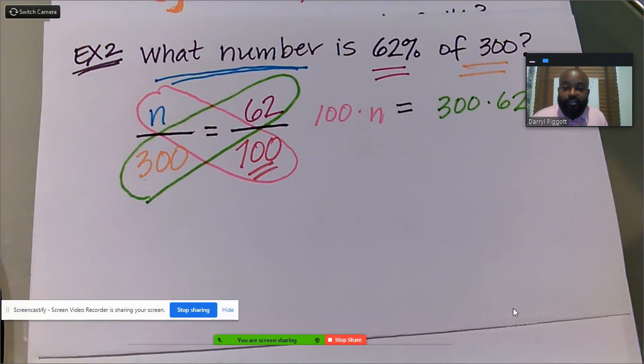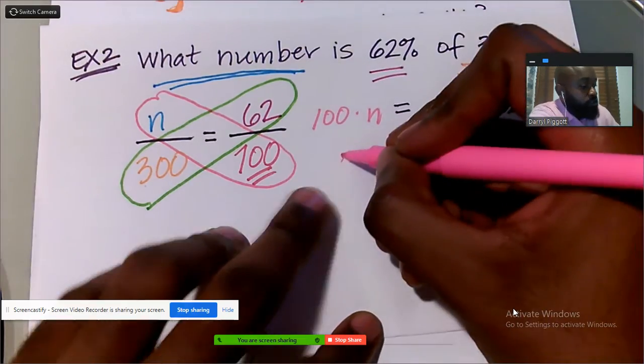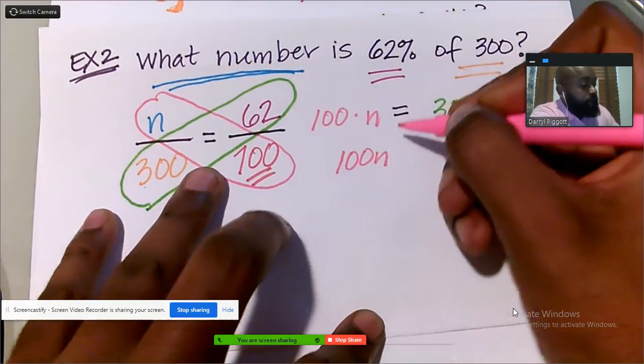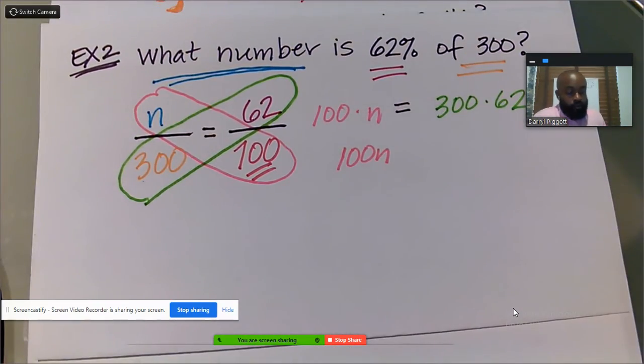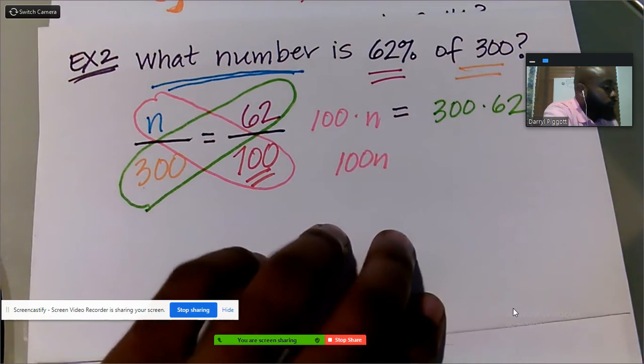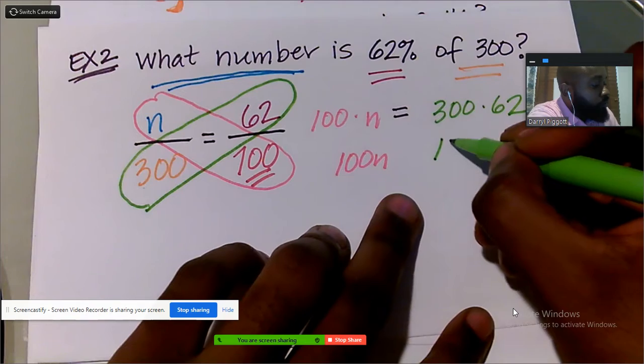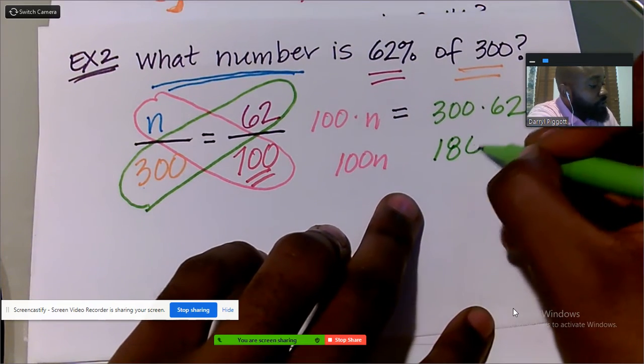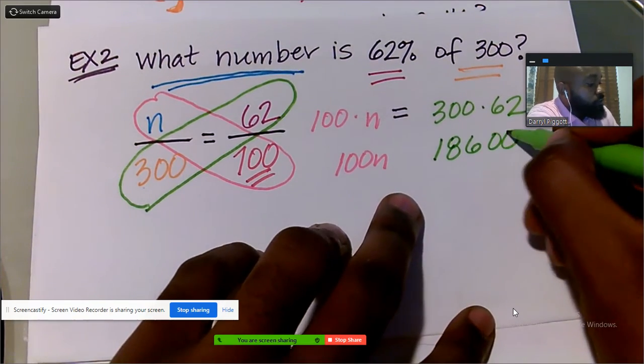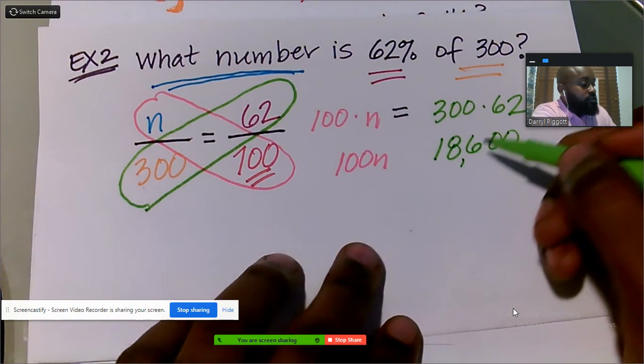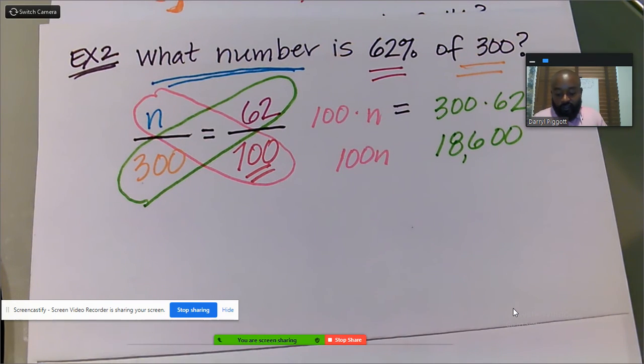And so now we just do the arithmetic at this point. 100 times n is just 100n. That's no big deal. 300 times 62, well, that's going to be 18,600. And then, of course, that equal sign falls like gravity.